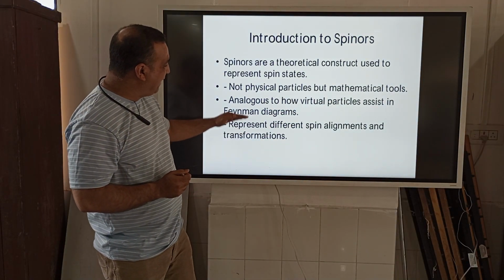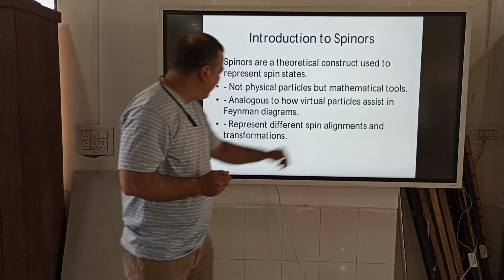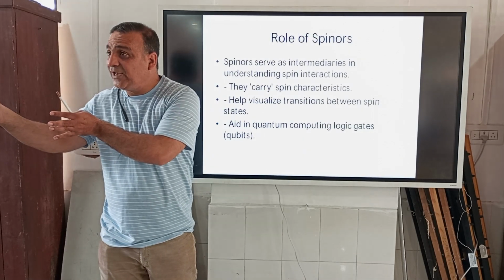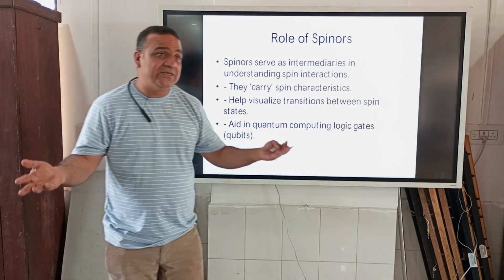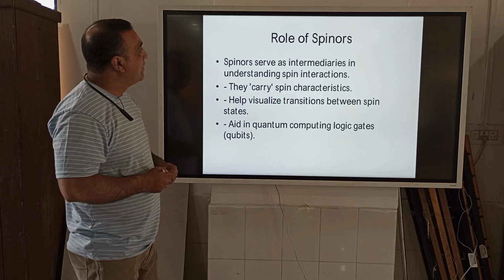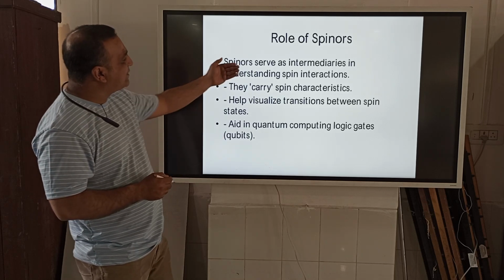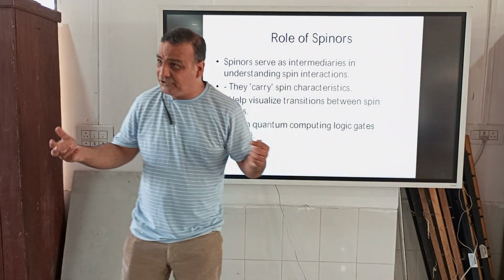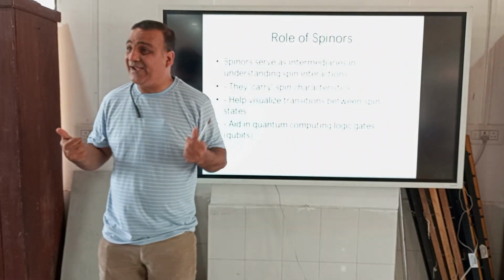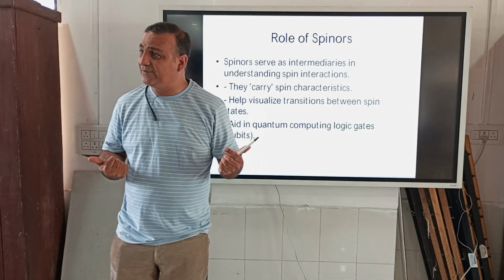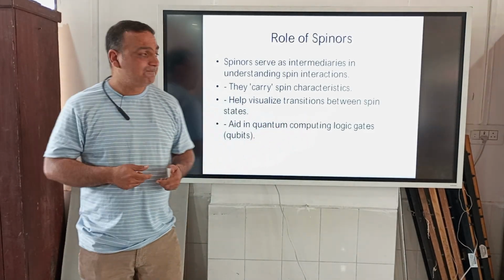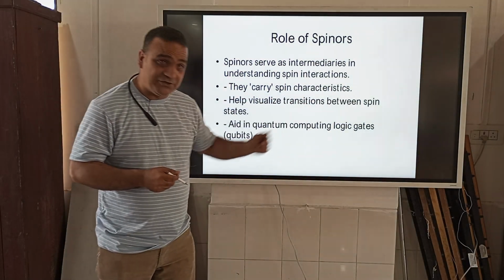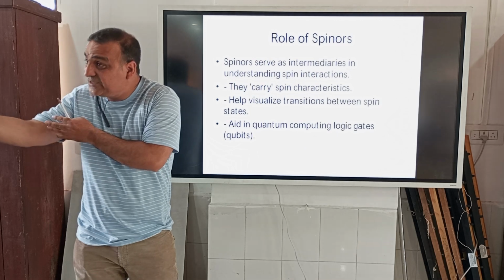So they represent different spin alignments and transformations. When you make that action, what I said, you use an operator on these spinors, then you see what kind of transformations are there. Now what's their role? Spinors serve as intermediaries in understanding spin interactions. It tells us how one spin interacts with another spin, how they correlate. And they certainly help us visualize the transition of the spin states.